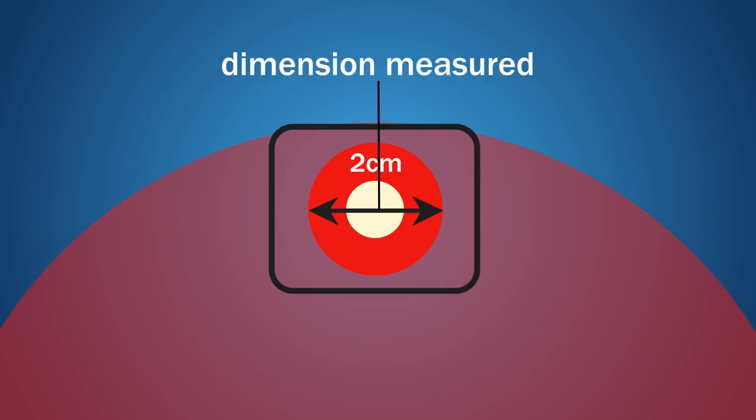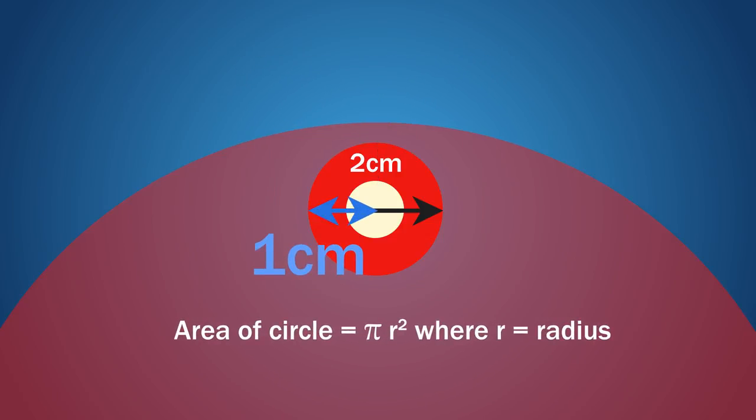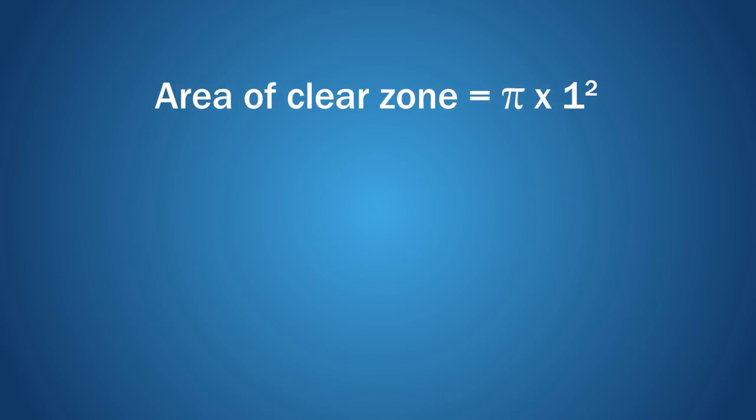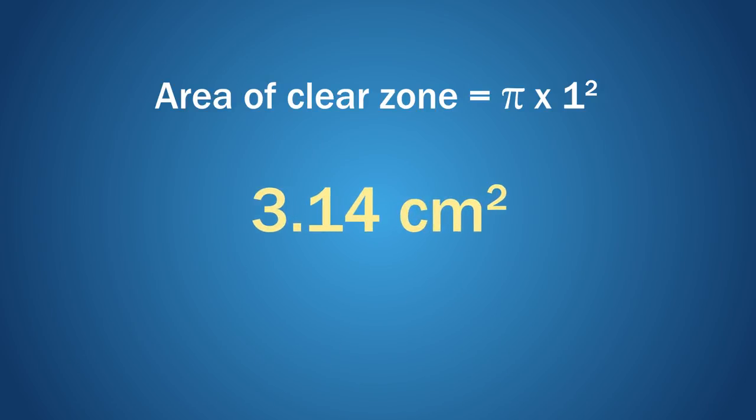If the diameter is 2 centimeters, then the radius is 1 centimeter because the radius is half of the diameter. So the area of our clear zone is pi times 1 squared, which is 3.14 centimeters squared.